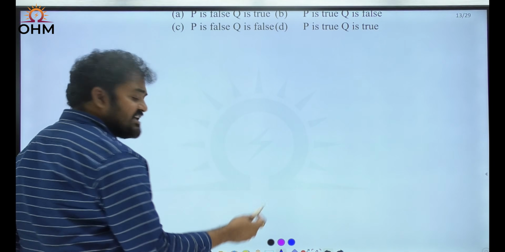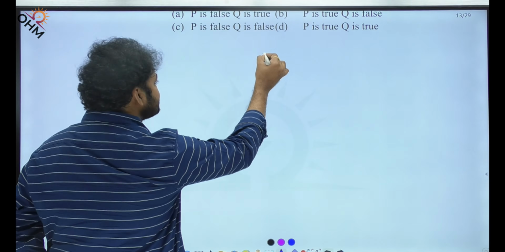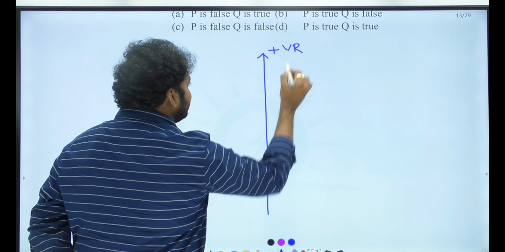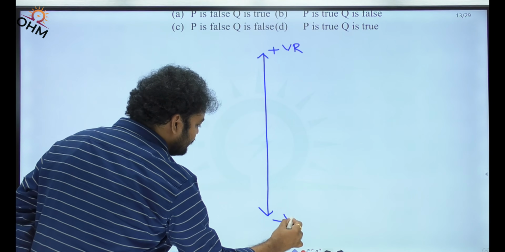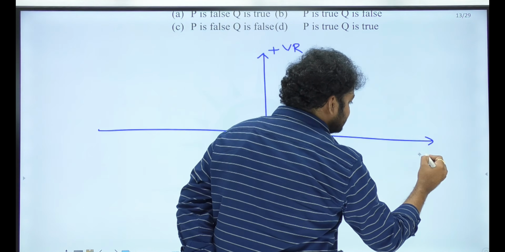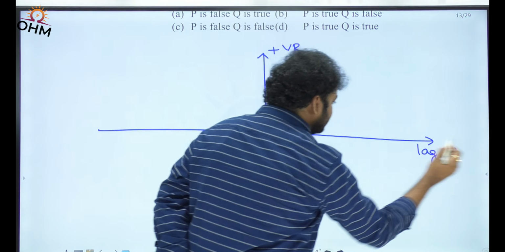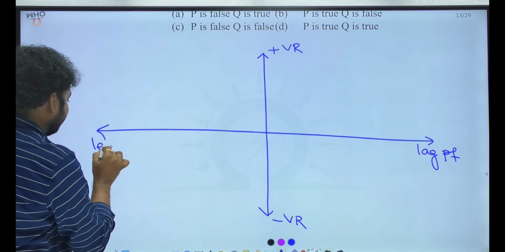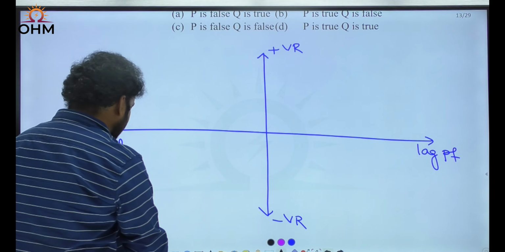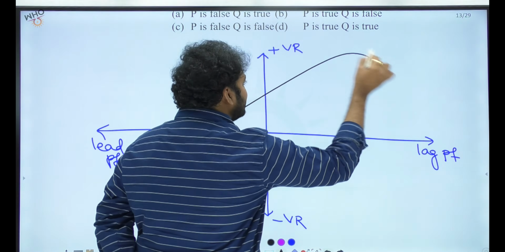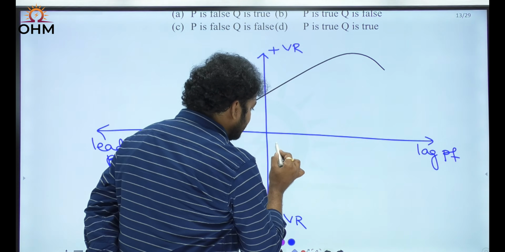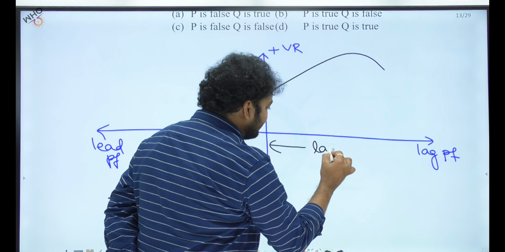Yes, the same voltage regulation curve we will study in transformer as well. If I take voltage regulation on the y-axis, positive regulation and negative voltage regulation, and power factor on the x-axis, lagging power factor here and leading power factor here, what is the shape of the voltage regulation? We know this is how the regulation curve will change.